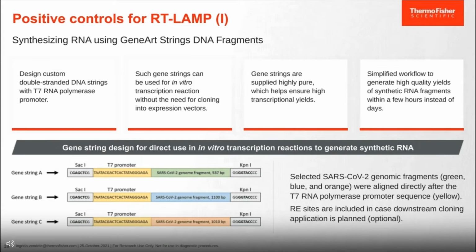Double-stranded DNA strings contain T7 RNA polymerase promoter upstream, and also had restriction sites added on both ends, just in case downstream cloning application is planned, but they are optional and absolutely not required. Such gene strings can be used for in vitro transcription reaction without the need for cloning, directly in the transcription reaction, which shortens your workflow significantly. Gene strings are supplied highly pure, which again helps to ensure your transcriptional yields are great, which is important. A simplified workflow to generate high-quality yields of synthetic RNA fragments within only a few hours is presented. So instead of days, you can have your RNA much quicker.